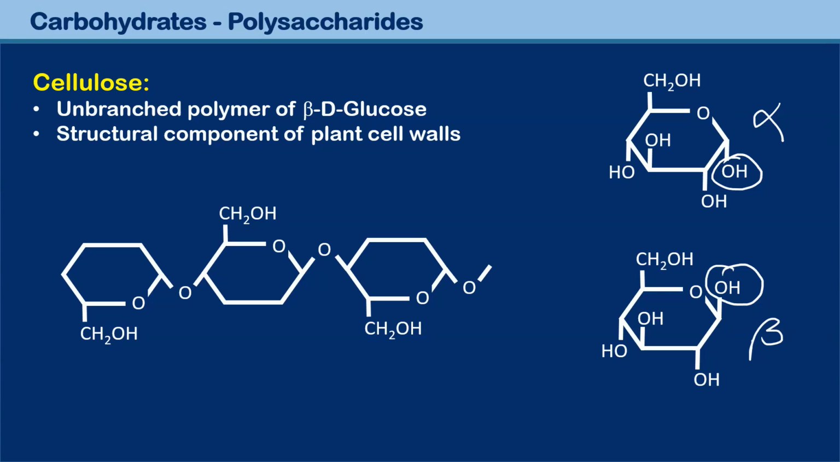Because in starch you used alpha glucose, and you remember the link was pointing downwards. So this one over here is used for starch. And this one over here is used for cellulose.